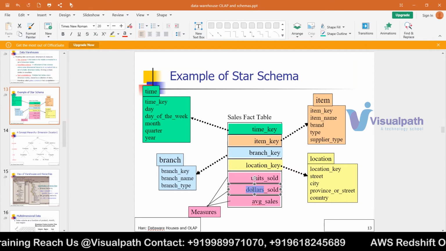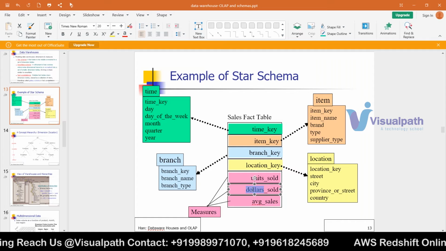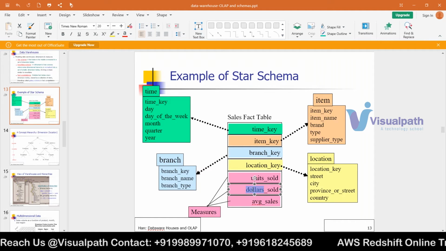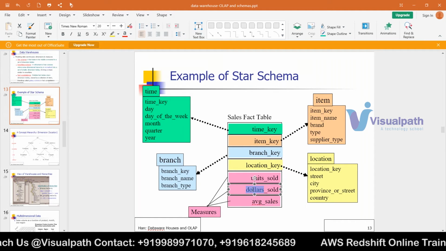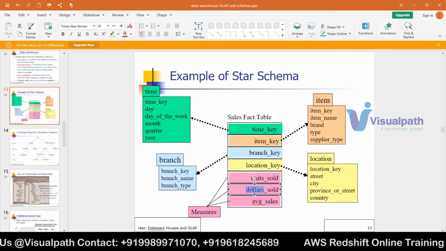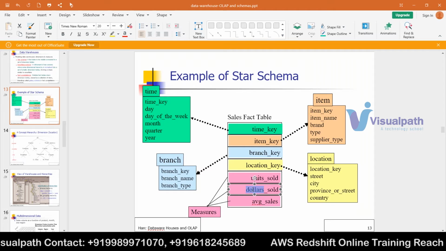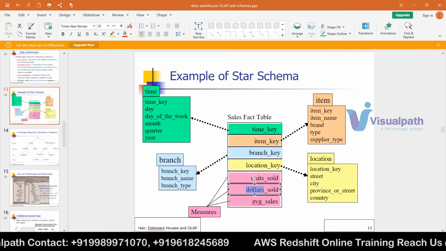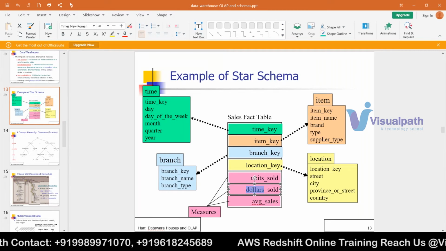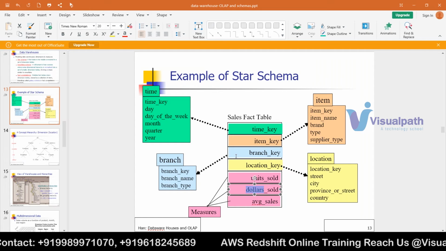So like that. Krishna, here we can see the fact table, right? How many dimension tables can we join with the fact table? Do you have any limitation on this one? No, there is no limitation, right?